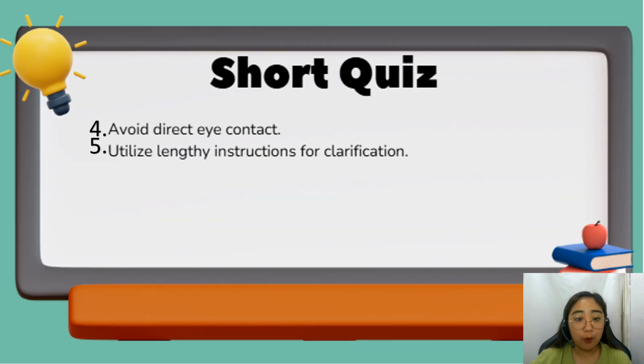Okay, so let's continue. Number four, avoid direct contact. Is it true or false? Okay, so yes, the answer here is false. Why? You should establish eye contact so that they know that you are really serious about the subject matter. So, to continue, let's have number five, the last question. Utilize lengthy instructions for clarification. All right, so the answer here is false as well. Remember earlier we tackled that you should avoid cluttered instructions. Get to the point directly. I hope everyone got the correct answers.